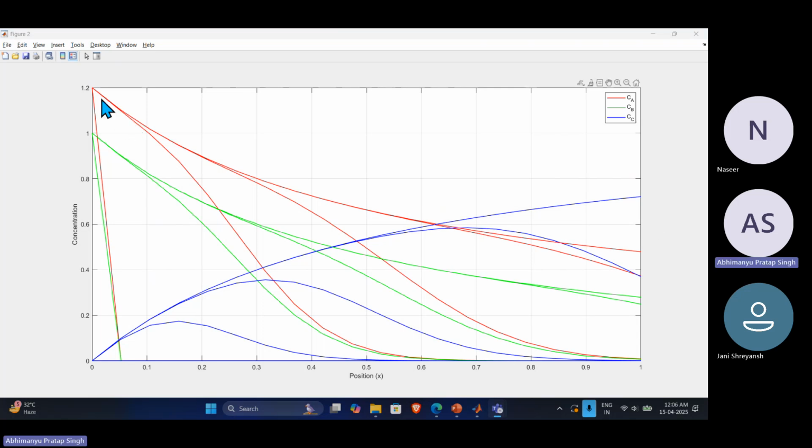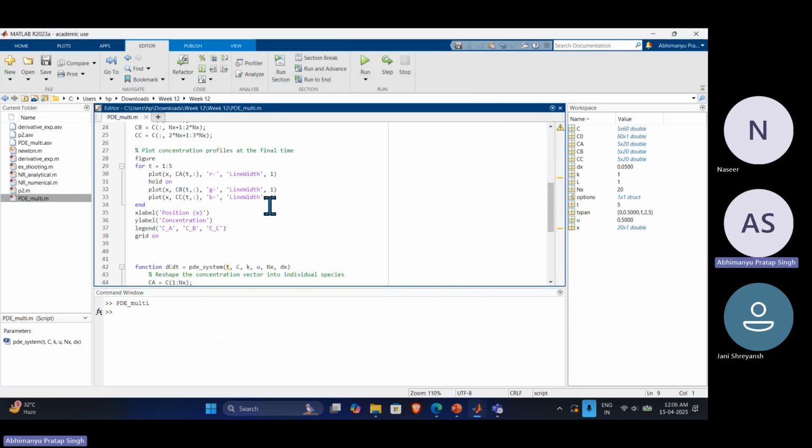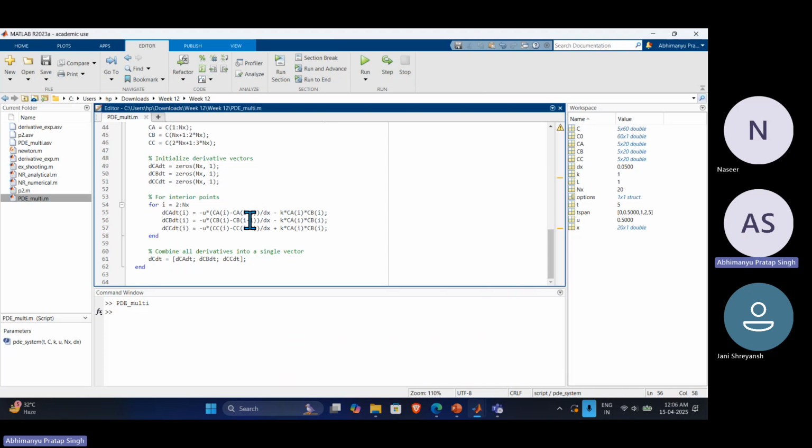So the red one is for CA. The first one is t is equal to 0. Then t is equal to 0.5, t is equal to 1, t is equal to 2, and then t is equal to 3, t is equal to 5, the last one. Yeah, so this is for using backward difference. On the same set of ODEs, let me use forward difference, and then central difference, okay?